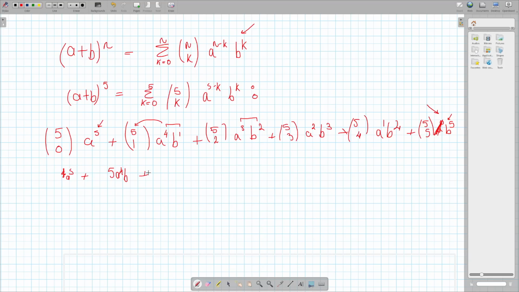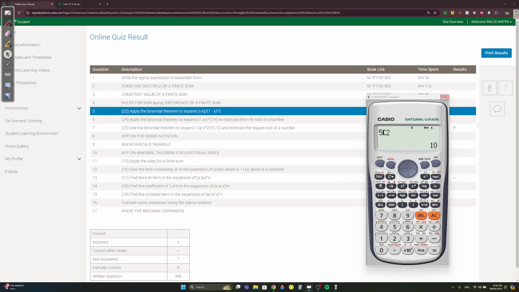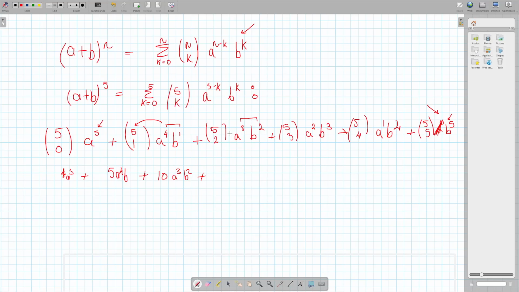It's going to be 10. So 10, a cubed, b squared, plus 5c3. I think it's going to be 16. I'm not sure. Or 15. I think 15 actually, 5c3. Oh, it's 10 again. 5, 10, 10, 5.